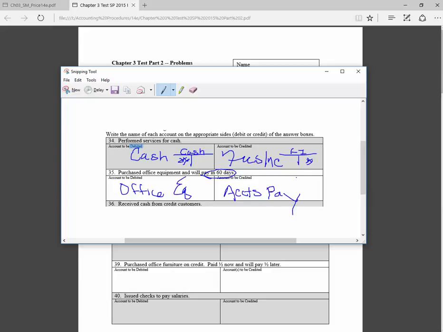Okay, so that gives you a little sneak peek at the problems. And underneath here, here's a good one we can look at. Purchased office furniture on credit, but we paid half for it now and half of it later. There's a clue here that says accounts to be credited. So we're getting more office furniture, so our account to be debited would be office furniture, and we would credit two accounts, cash and accounts payable. Okay, so that's a sneak peek at that portion of the test.